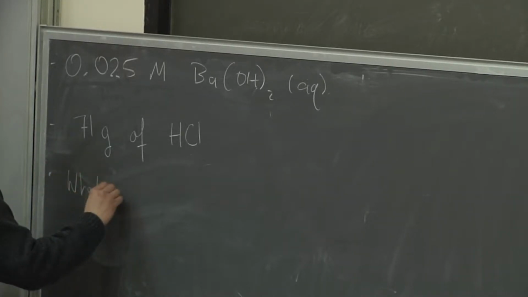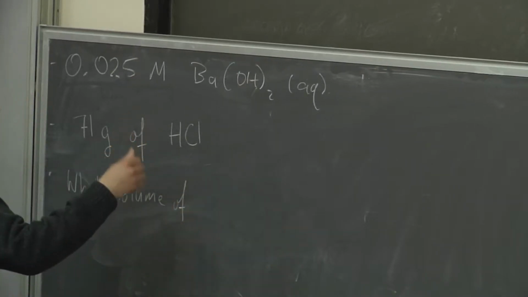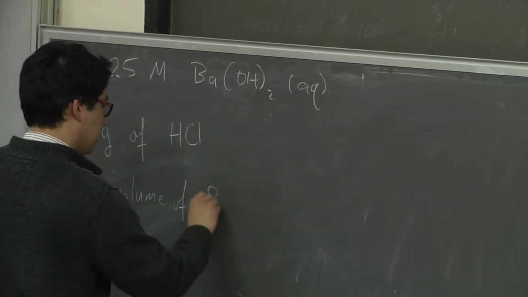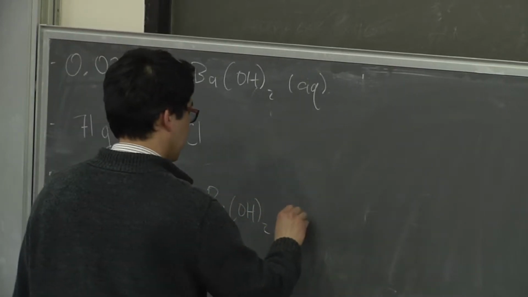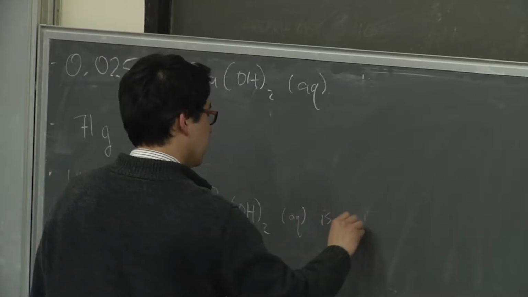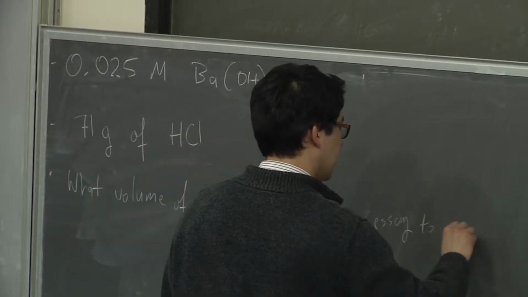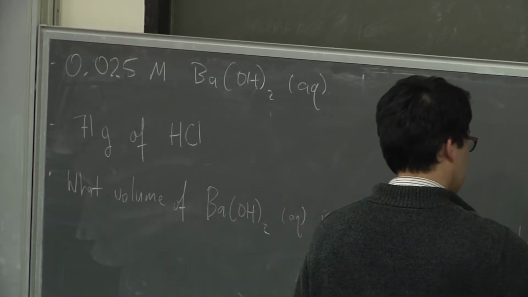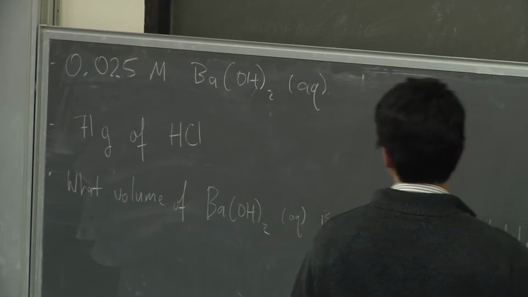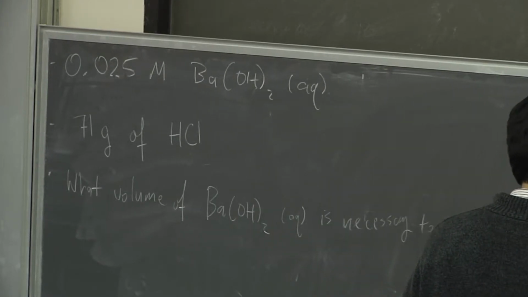In this case, what volume of the Ba(OH)2 is necessary to completely react with the 71 grams of HCl.